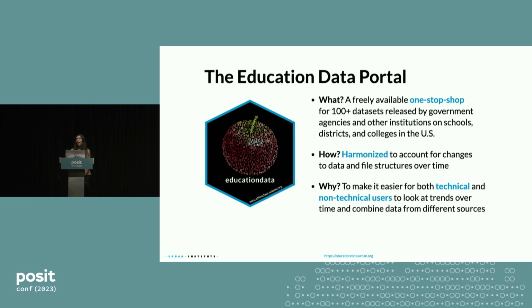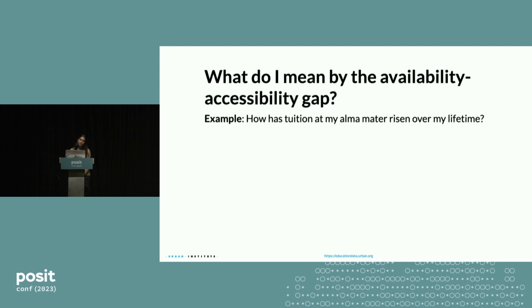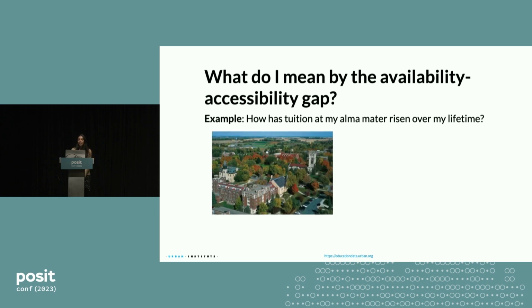So this is a little bit abstract, so to provide an example, suppose I'm interested in answering the question of how has tuition at my alma mater risen over the last couple decades. In my case, I went to a tiny little liberal arts college in Northfield, Minnesota called Carleton. And like many other delightful little liberal arts colleges, I probably have a rough sense that tuition over the last couple of decades looks something like this.